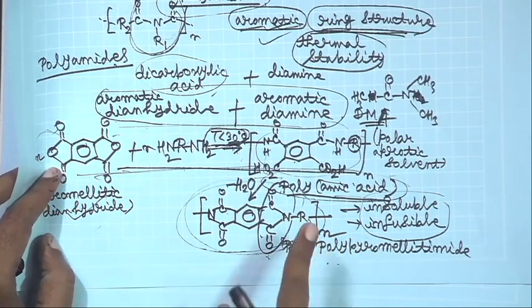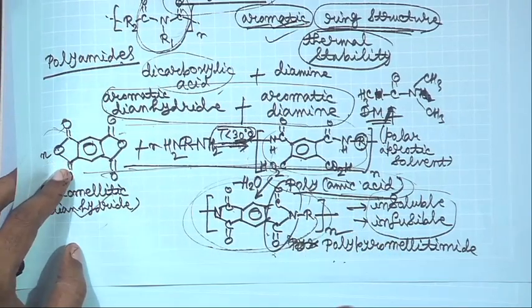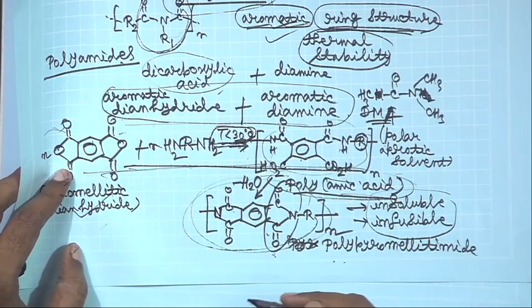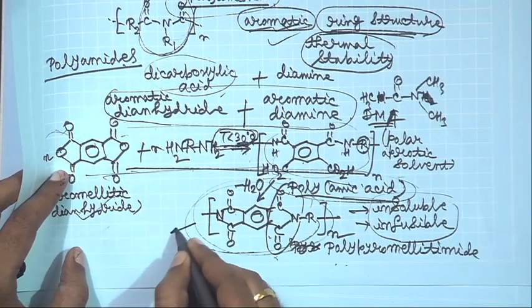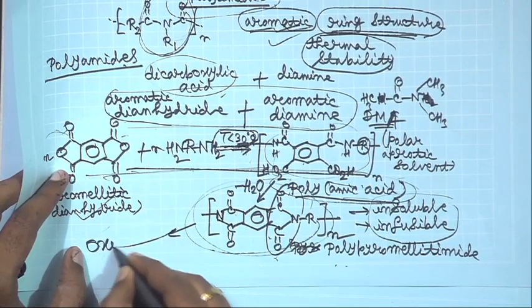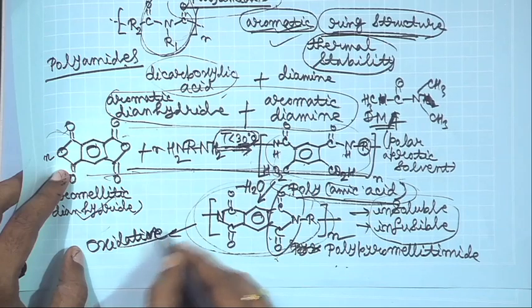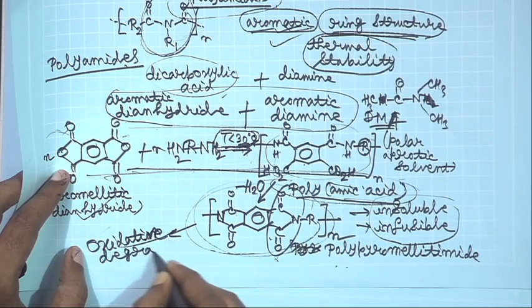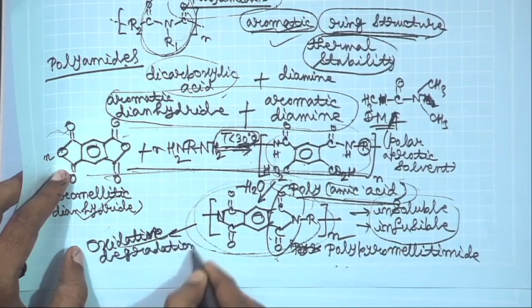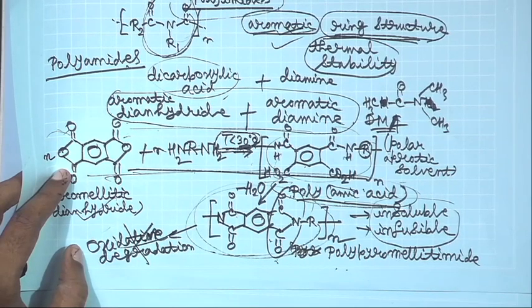These materials have outstanding properties. They have very good flame resistance, exceptional heat resistance, and exceptional resistance to oxidative degradation. They do not degrade very easily; oxidative degradation does not happen.